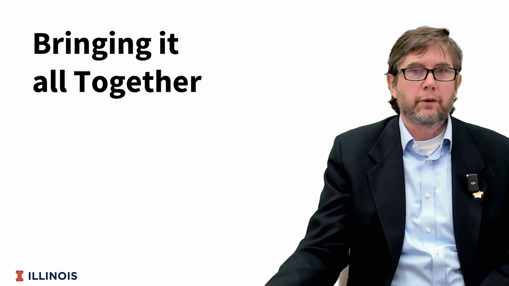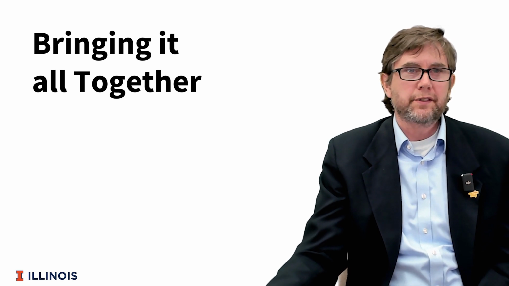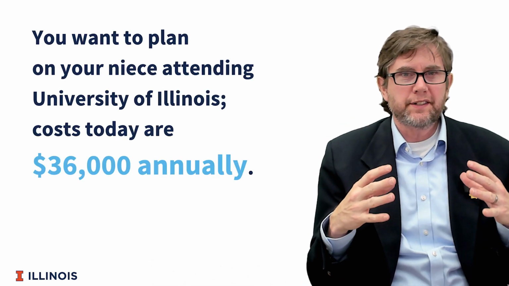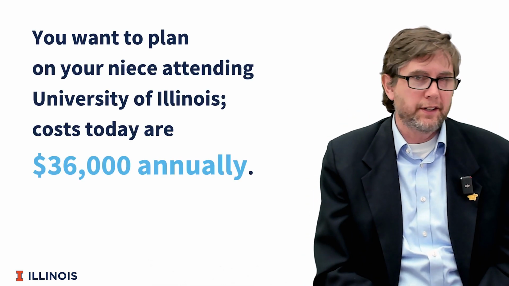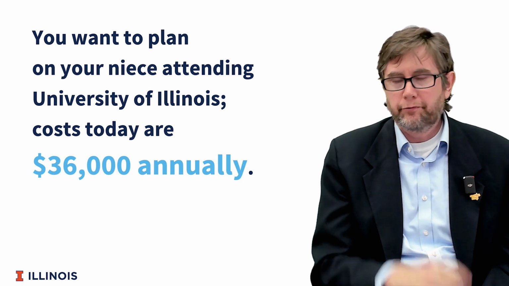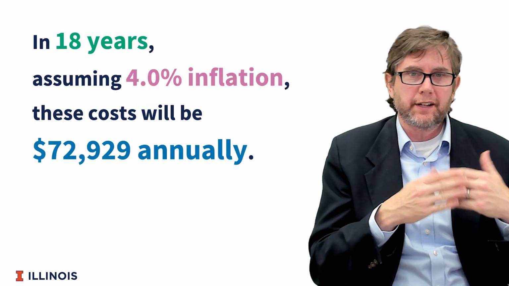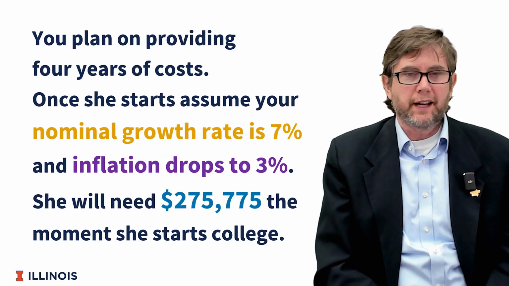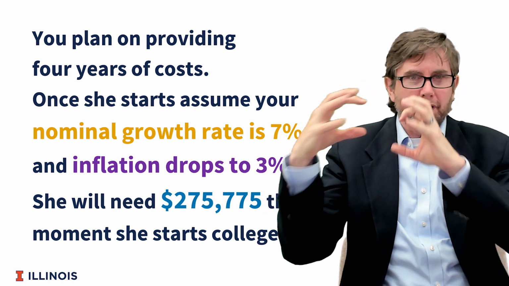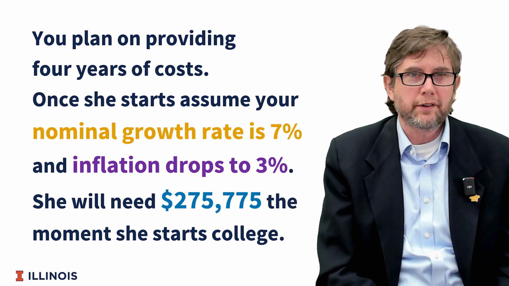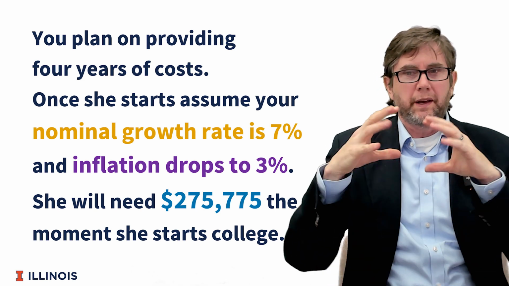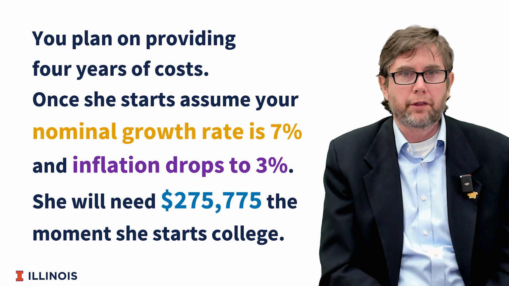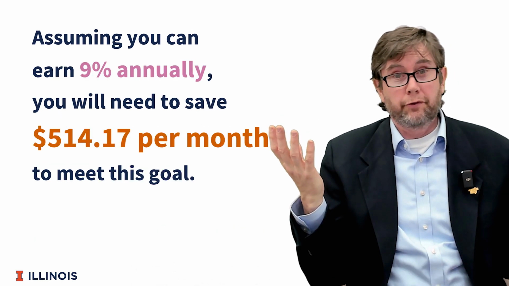All right, so what we have when we bring it all together is this. Look, you plan on your niece attending the University of Illinois. Costs today are $36,000. First step, inflate that $36,000 18 years in the future. Boom, $72,929. Second step, how much do they need to pay those 4 years of college when they get there? They need about $275,000 in order to spin off 4 years of tuition, assuming that that amount is growing at 7 and tuition's growing at 3. All right, so far so ambitious.